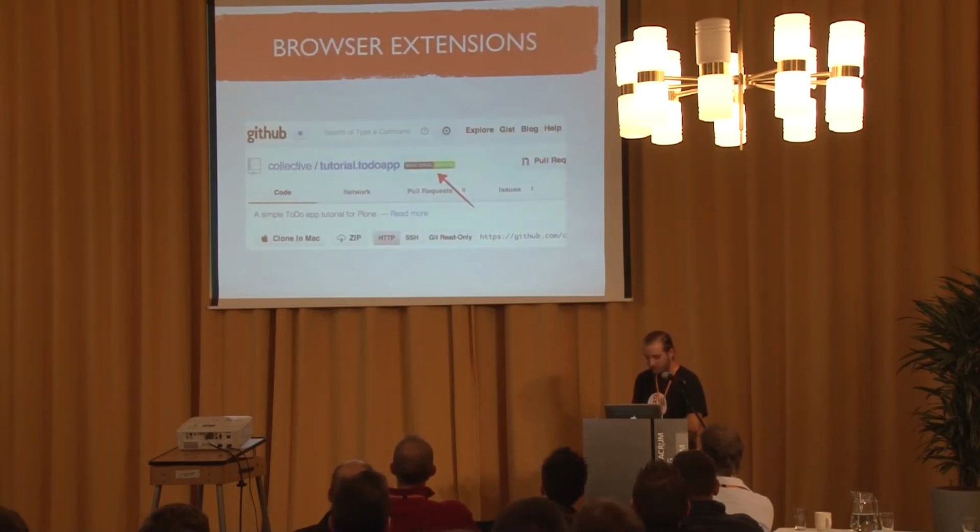And then you have candy-like browser extensions. This is how it looks if you have the Travis Chrome extension installed and you go on GitHub. You immediately see, okay, this package is on Travis, and apparently the latest code is tested and it passes. It's just eye candy and somewhat useful.